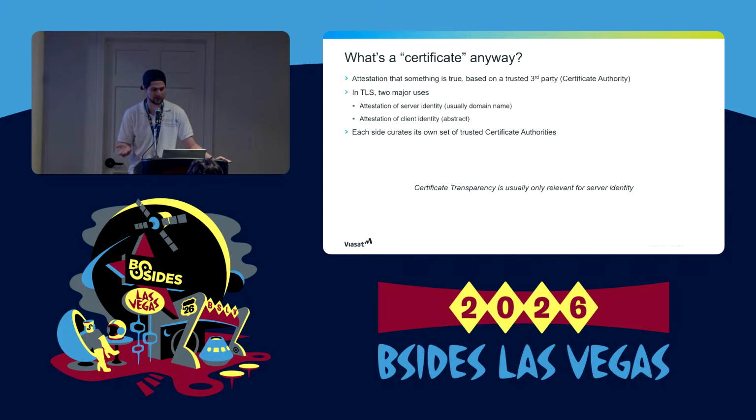In TLS, Transport Layer Security, they have two uses. Attestation for server identity, usually proving the domain name: I am who I say I am. Client identity is abstract. You can put whatever you want in there. Each side has to curate its own set of trusted certificate authorities, so they decide which third parties they'll trust. Certificate transparency is really only relevant for server identity, so all the client auth stuff, we're going to totally ignore.